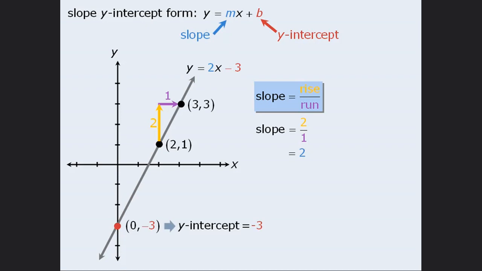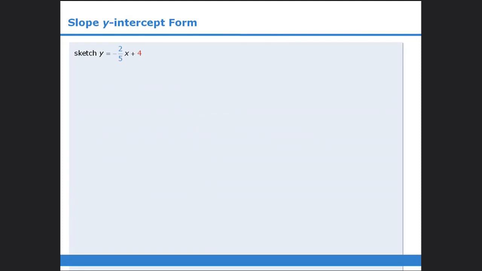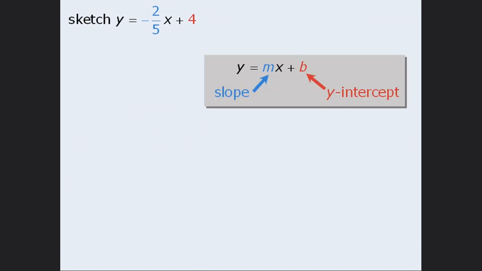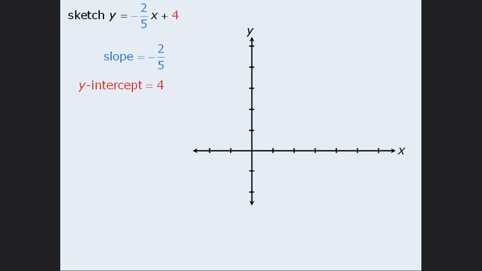So as you can see, it is relatively easy to sketch lines when their equations are written in slope y-intercept form. Okay, now let's practice by graphing the line y equals negative 2/5 x plus 4. Since the equation is already written in slope y-intercept form, we can see that the slope of the line is negative 2/5 and the y-intercept is 4. So we now have enough information to sketch this line.